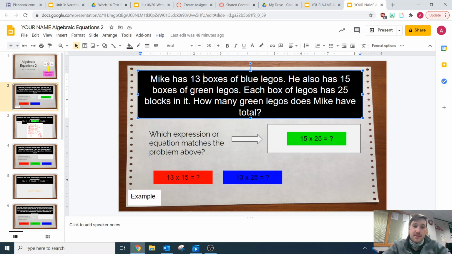I don't really care how many blue Legos he has in this case because the question doesn't ask me to find out. So as you're thinking, what's the question asking me to do and what information in the question is important for me to find the answer? What will help me get to the right answer or product? So be careful. You're not always going to use all the information. Make sure you're using the information that is relevant to your question. That's important to know when we're working on multiplication or any algebraic thinking with real life examples.